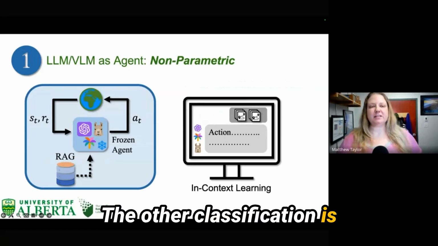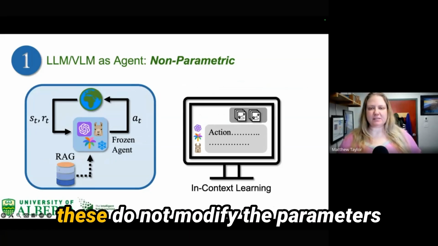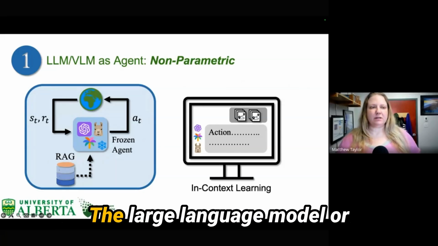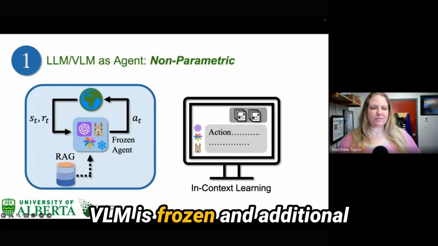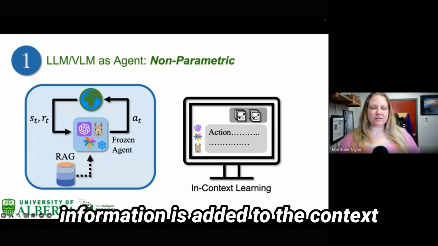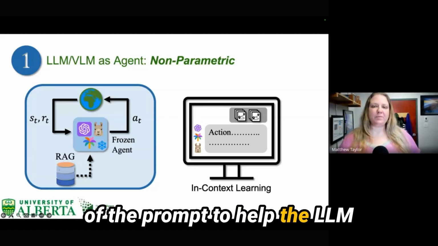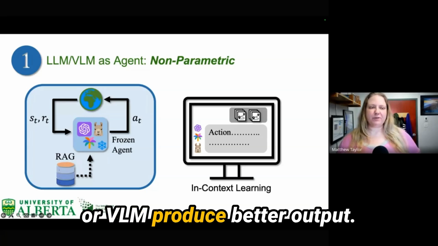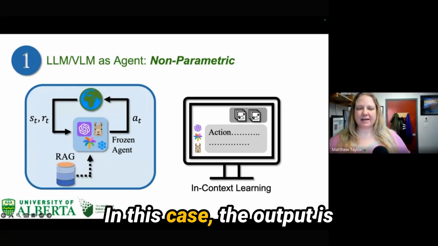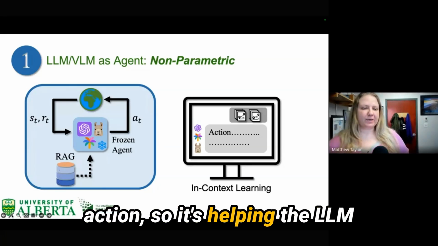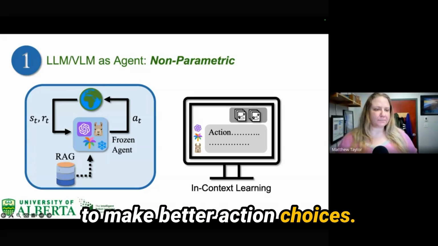The other classification is non-parametric methods, and these do not modify the parameters of the large language model. The large language model, or VLM, is frozen, and additional information is added to the context of the prompt to help the LLM or VLM produce better output. In this case, the output is action. So it's helping the LLM to make better action choices.